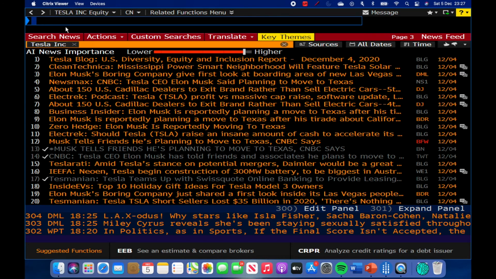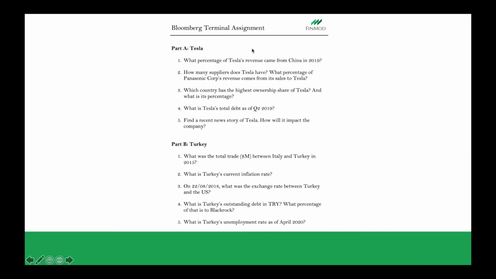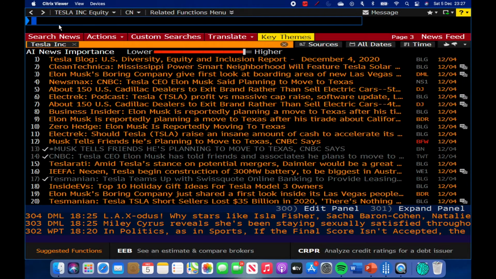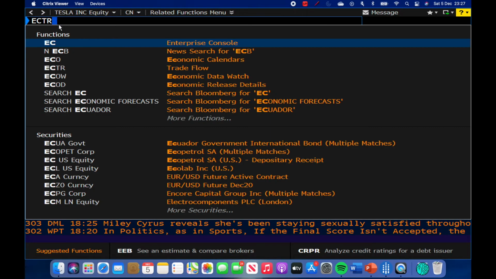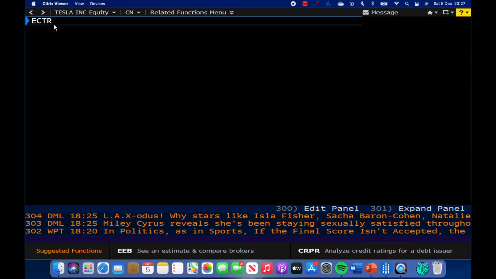We will now move on to the second part, part B of the assignment. Part B looked at Turkey. The first question was, what was the total trade in millions of dollars between Italy and Turkey in 2015? To answer this, we need to look at trade volume in Bloomberg, and we do this using the function ECTR and clicking enter.